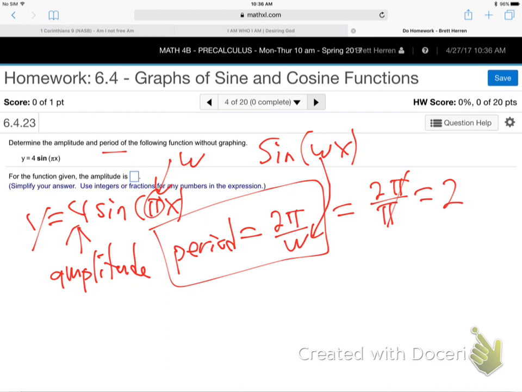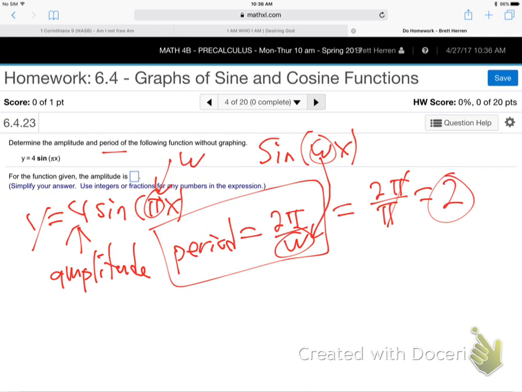Write that down in your notes. It's not on the next test, but it is on the final, beyond the final. 2 pi over omega, if you want to call it that, is the period. So it's 2 pi over whatever's next to the x. And that works for sine, cosine, either one, it comes up a lot. So 2 pi over whatever's next to x. That'll tell you the period. The period on this one's just 2.